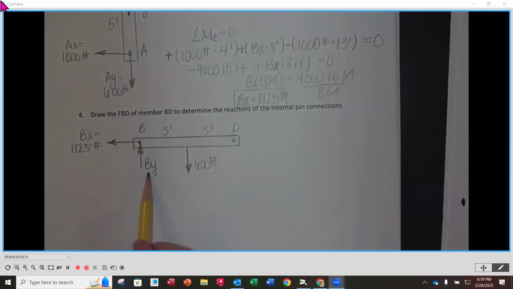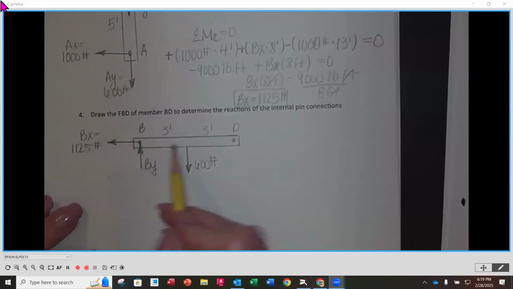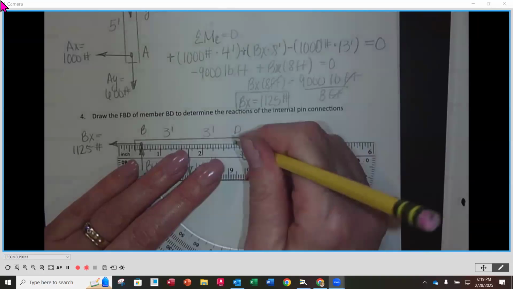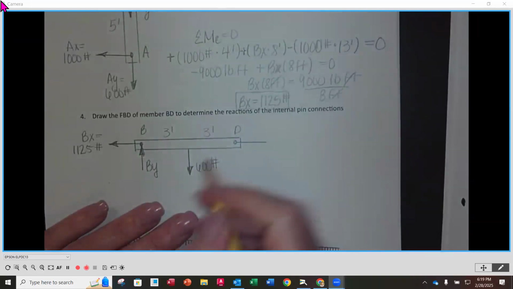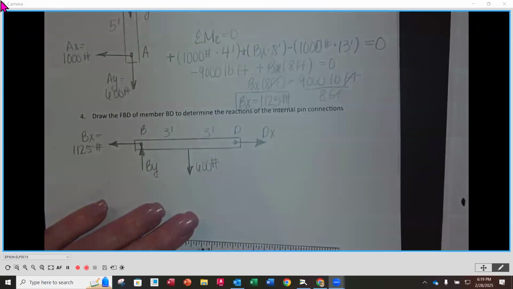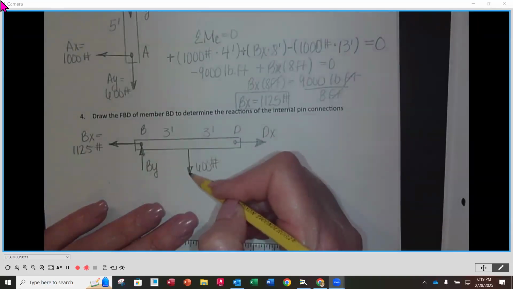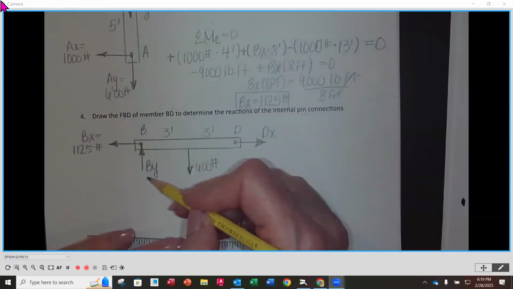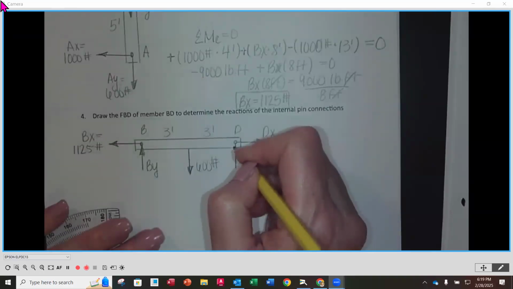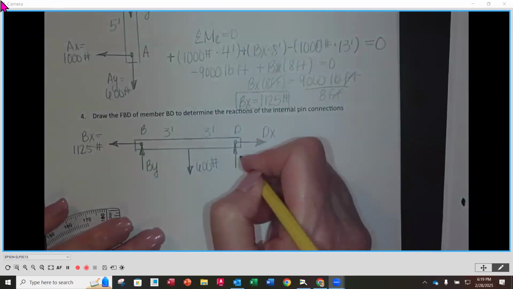So that's BY. Then you're going to notice that we have to fill in X and Y at the internal pin at D. Now, since BX was going to the left, the only other direction that's going to be in the X is going to be at D here. So I'm assuming it's probably going to go to the right. So we're going to say that this is DX. Okay. We have 600 going down in the middle. It's evenly distributed. We have BY going up. I'm going to assume DY going up, and we'll see if this works out to be okay.